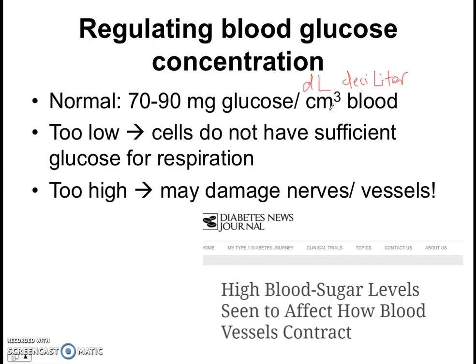Now, what happens if your blood glucose levels drop too low? Well, your cells would not have sufficient amount of glucose for producing energy through respiration. And if your blood glucose concentrations go too high, as in the case of some people with diseases, you might have heard of diabetes, where people's blood glucose is too high, it might actually end up damaging structures in your body like nerves and vessels. And as we'll see, this can produce some pretty nasty outcomes.